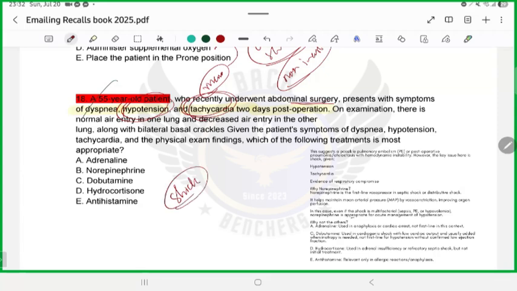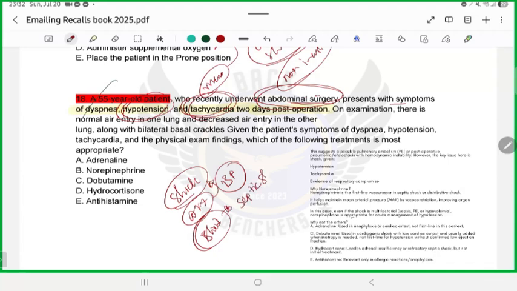Now, abdominal surgery. After surgery, which kind of shock will that person have? They didn't give any BP, so they didn't give any history of blood loss, right? So in this case, he will have septic shock. That's the most possible scenario.